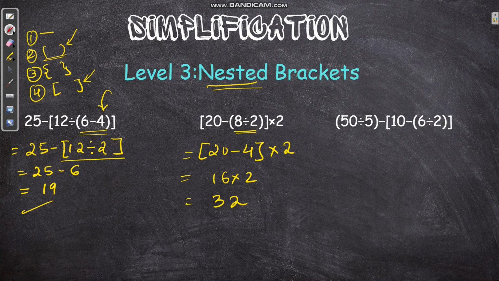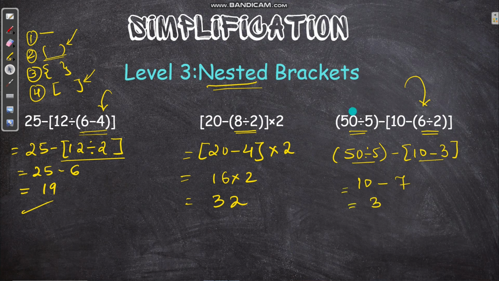Now you have multiple brackets over here. So now let's solve the innermost bracket first, that is this. You can solve this also, but let's solve that first. Minus 10 minus 6 divided by 2 is 3. Now we can solve this simultaneously. 50 divided by 5 is 10 minus 10 minus 3 is 7. So you will get your answer as 3. Let's move on to the next slide.